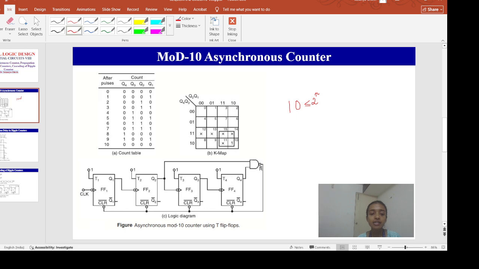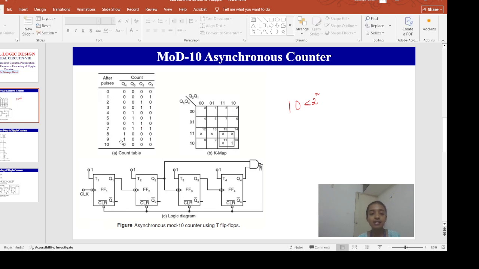So there are 16 possible states, out of which only 10 states are valid and the remaining states are invalid. So the counter has 10 stable states from 0000 to 1001. That means it can count from 0 to 9. The initial state is 0000 and after 9 clock pulses it goes to 1001.